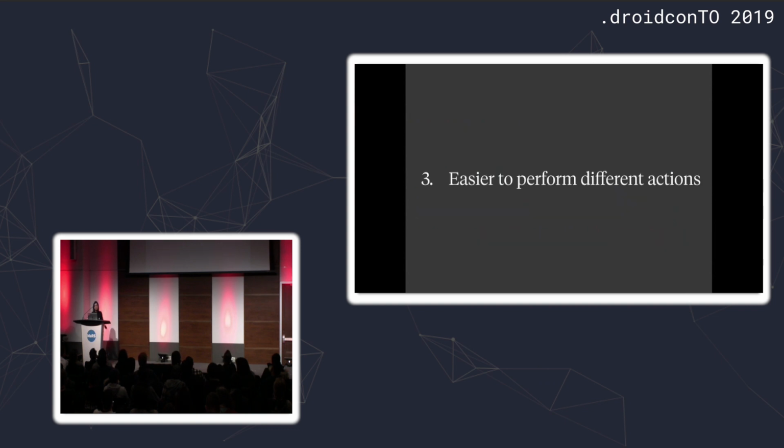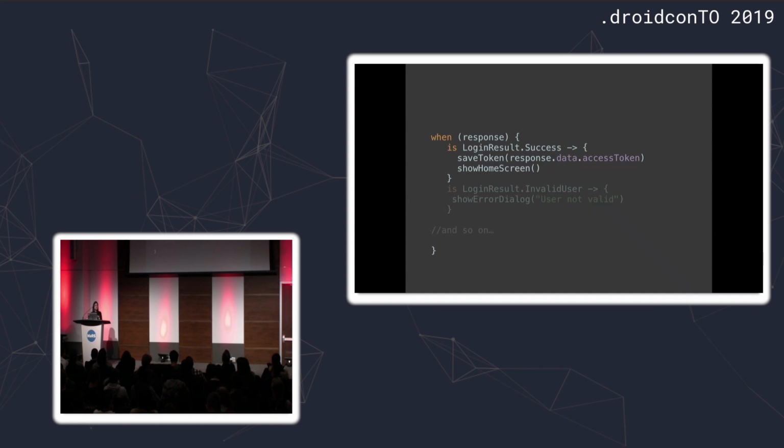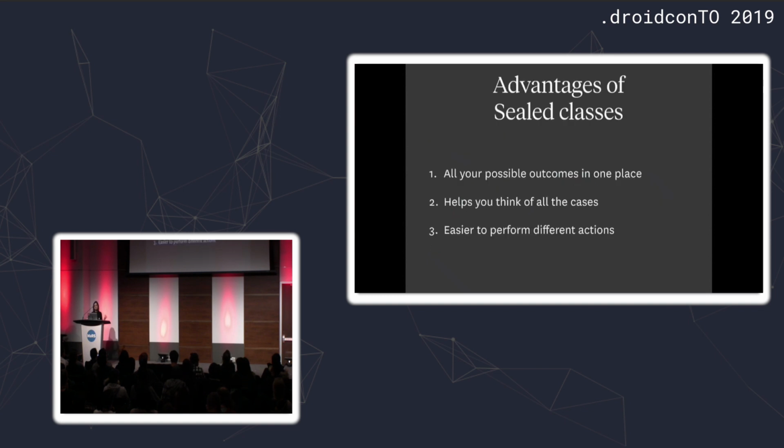And number 3, it's easier to perform different actions. So when I eventually end up handling the response that I get from the login call, I can actually split this into different cases and take care of them individually. So for instance, in case of success, I save the token and show the home screen. And in case of connection error, I show an error dialog, and so on. So these are the advantages that we saw so far of sealed classes.